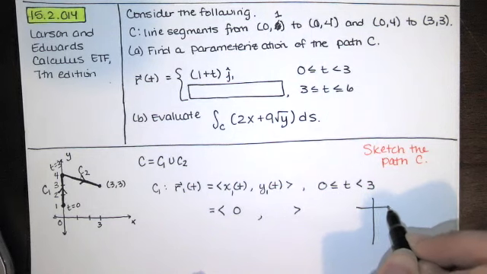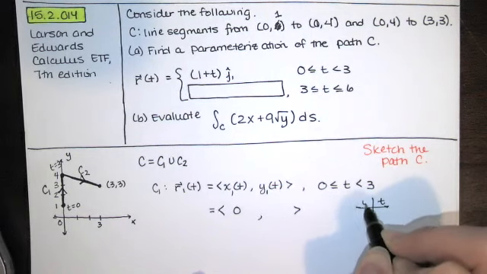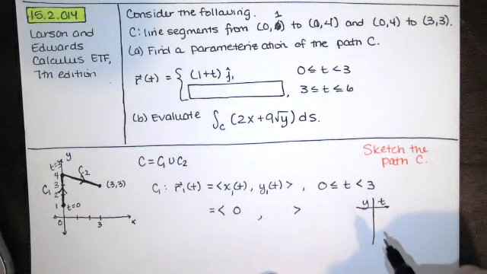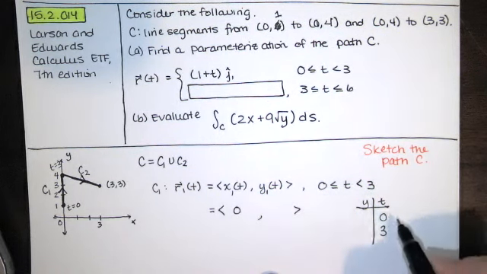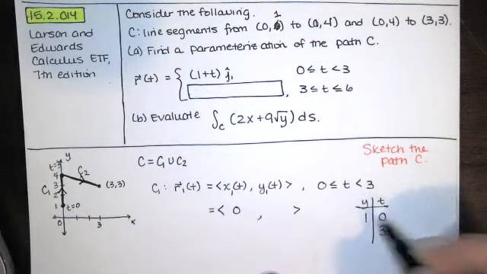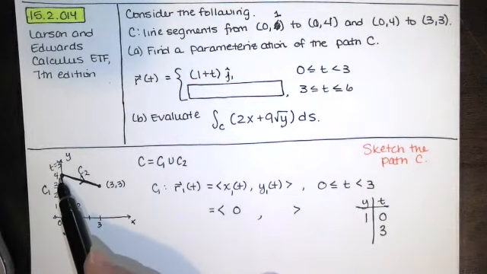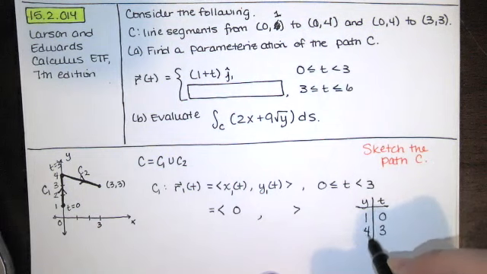But basically what I'm doing is I'm looking for a linear relationship between t and y. I want t to go from 0 to 3. At t equals 0, we want y to equal 1. And at t equals 3, we want y to equal 4.